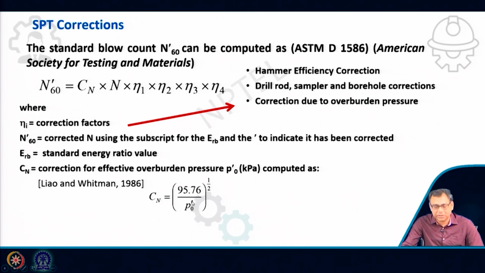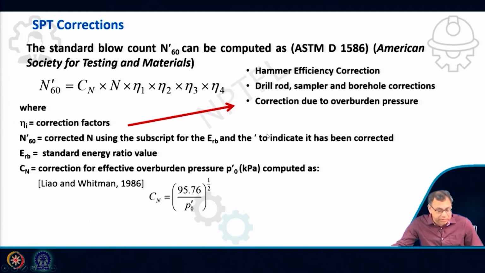If your effective overburden pressure is equal to 100 kPa, then the Cn value is 1. If it is less than that, then the Cn value will be greater than 1. If it is more than that, then the Cn value will be less than 1. So you can use this Cn for effective overburden pressure correction. In addition to that, there are 4 corrections. What are those 4 corrections? That is the hammer efficiency correction, drill rod correction, sampler and borehole correction. I will discuss them one by one.